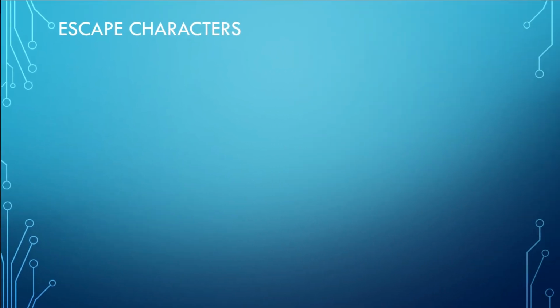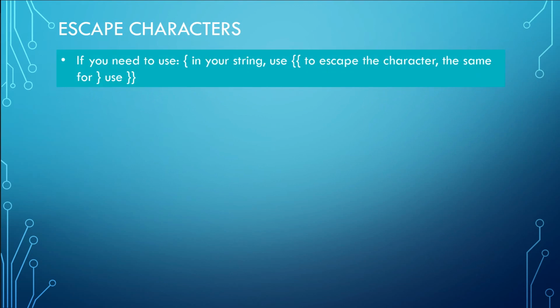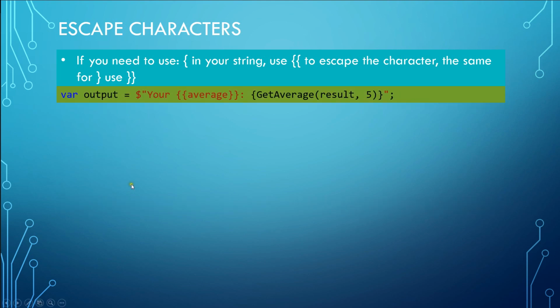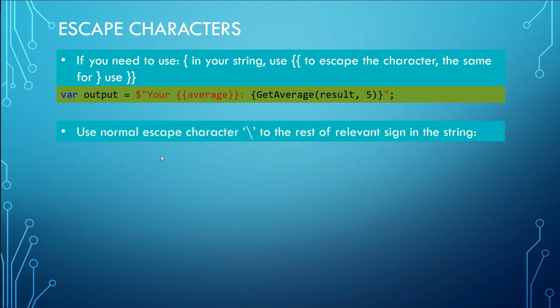In case you need to use characters that have a meaning in interpolated strings, such as curly braces or quotation marks, you need to escape them. In the case of the brace, the escape is simply to duplicate the brace character, as you can see in the example. You only need to put double the character that we want to escape. In the case of a quotation mark, you should escape with the normal backslash character, as you can see in the example here.